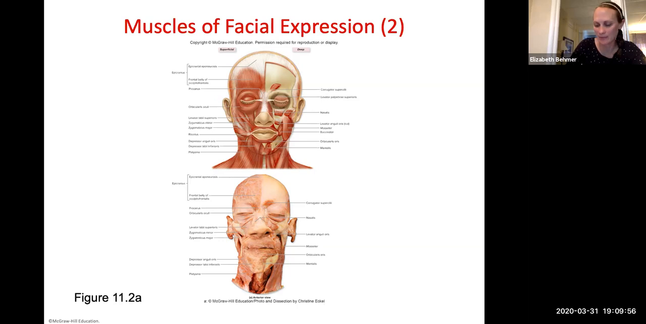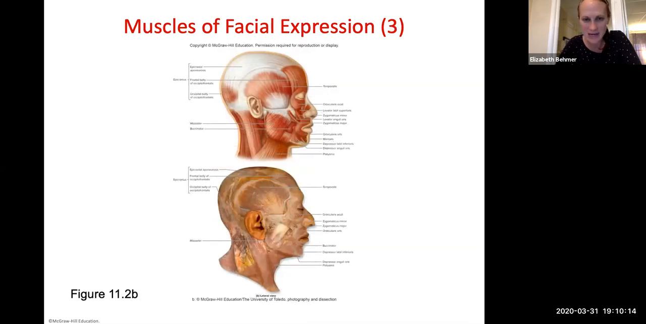I think it'll come up later too. The orbicularis oculi causes your muscles to blink. The answer to number 2. You guys can see that. Yeah, definitely not as good as being in person.